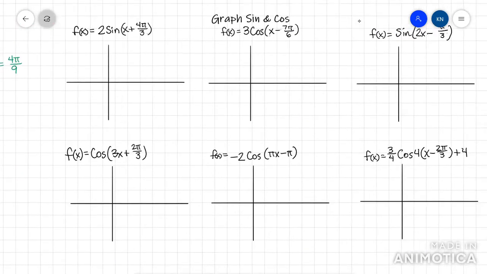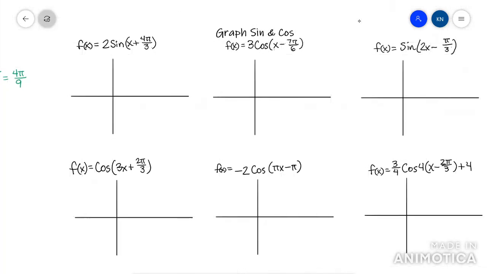Here we go. Let's look at this first one. It's a positive sine function. I'm still going to do my checklist. I'm still going to have amplitude, which is the first number, 2. Then I've got the period, which is 2 pi divided by b. There's no b here, so it's still just 2 pi. Then I'm still going to have scale factor, which is the period divided by 4. So 2 pi over 4 is pi over 2.